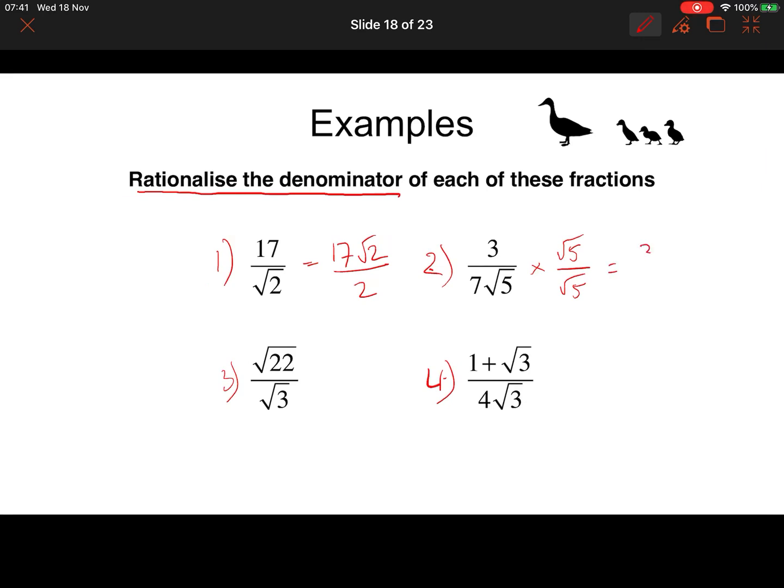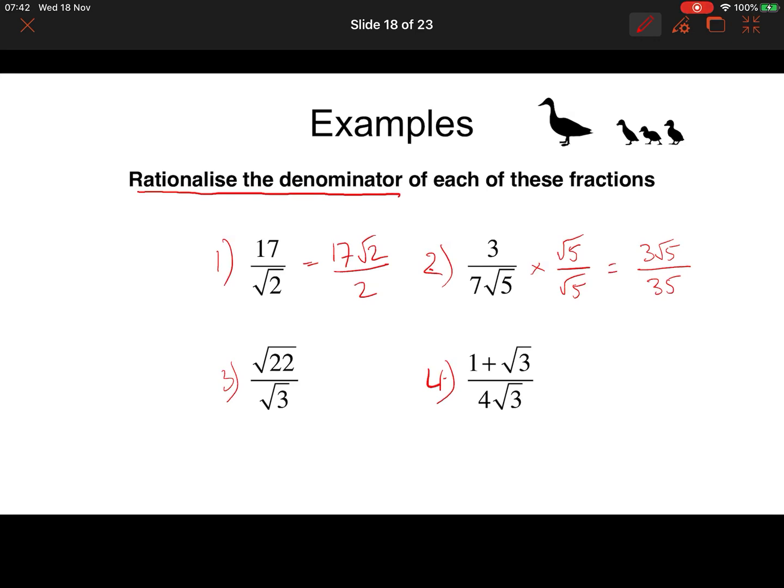And I'm going to end up with 3 root 5 on the top. And on the bottom, root 5 times root 5 is 5, and then times 7 is 35. Okay? So 3 root 5 over 35 is the answer to number 2. Okay? What about number 3?